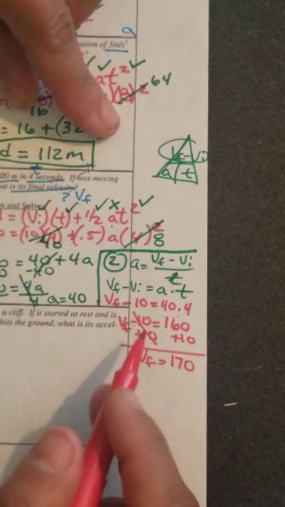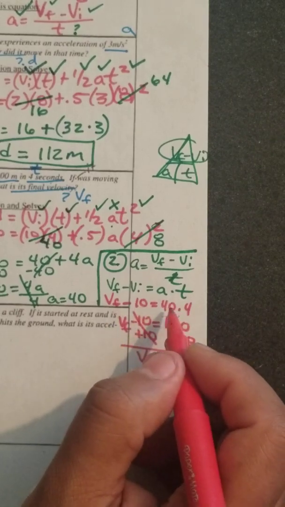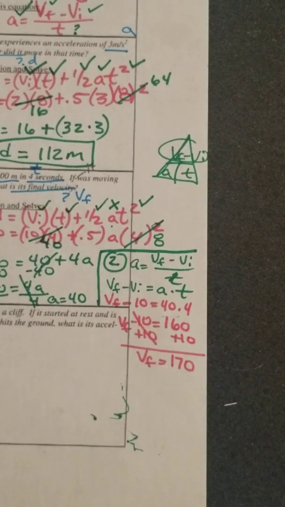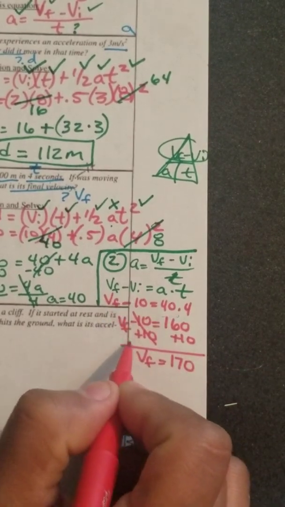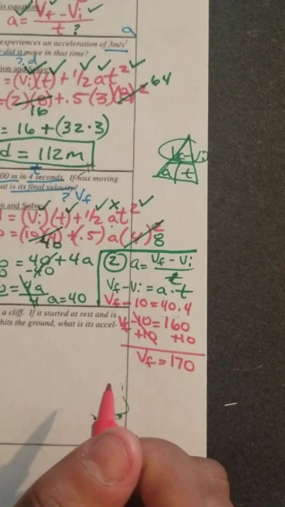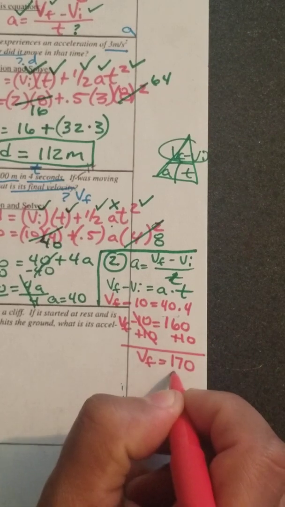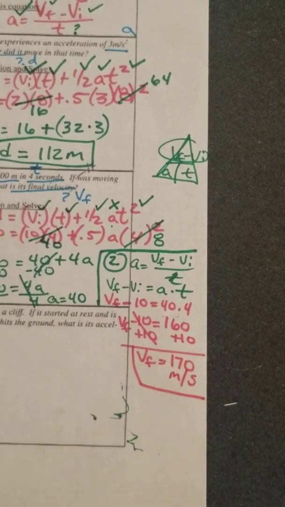I just want to double check to make sure my algebra is looking good. V sub I was 10, A was 40, that was 4. 40 times 4, let me double check, make sure I didn't screw up on that. 160, subtract 10, plus 10 on this side, V sub F equals 170. Looks like V sub F is 170 meters per second. Alrighty. Let's go ahead and go to the next question here.